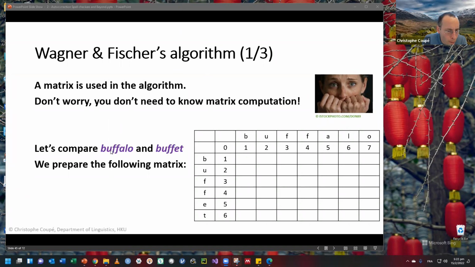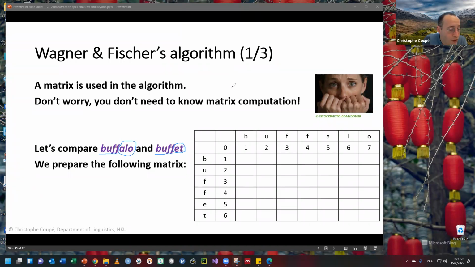So let's say I want to compare buffalo and buffet. And you see here, you have an A, and here you have an E, and you have a T here, but you have L and O. So the beginning of the words are the same. This is okay, this is the same. But here in the end, it is not only an insertion or only a deletion or anything, right? It's more complex than that.